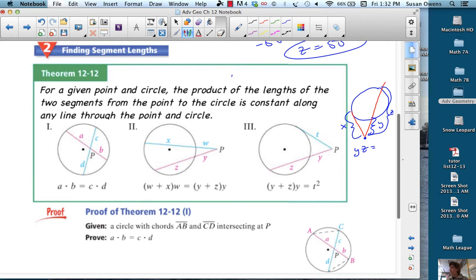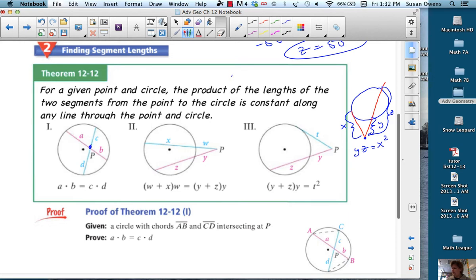And if it's tangent, you just do the length twice. And essentially what you're saying is it intersects twice, it's just the same point. So equals x squared.